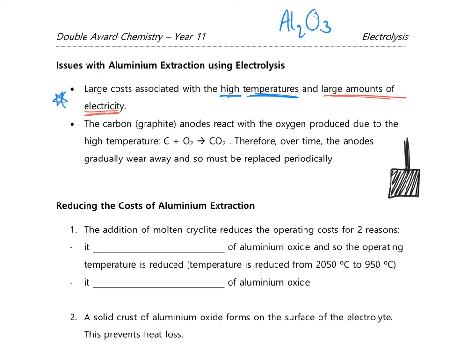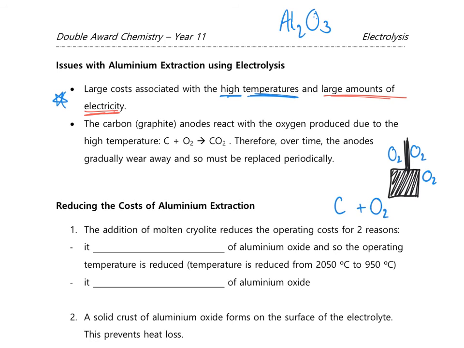Well, we're producing oxygen gas, so we'll just write O2 along here. I need to think to myself, what is my electrode made of? My electrode is made out of graphite. We know that graphite is carbon. Graphite is an allotrope of carbon. So what I've got is that my anode is made out of carbon, but at that anode I'm making oxygen.